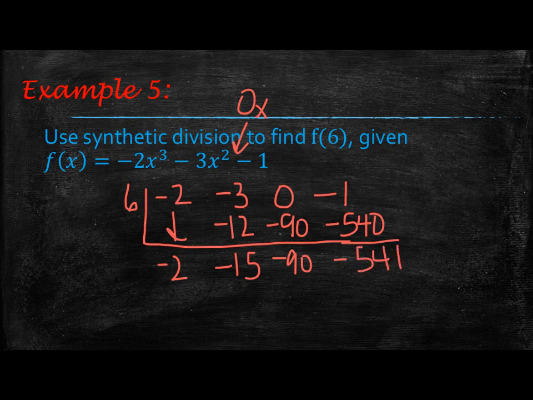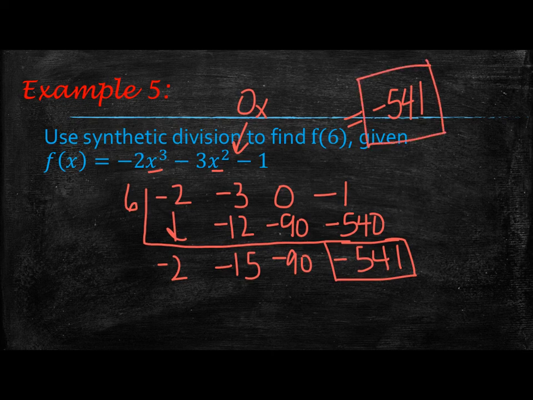So that's telling me the remainder is what f of 6 is, -541. Again, if I plugged 6 in for x here and here, that is the answer that I should get. So this is the remainder theorem. This is how this works.